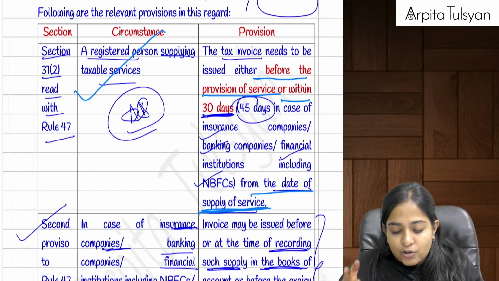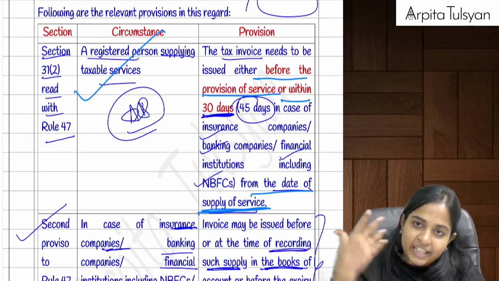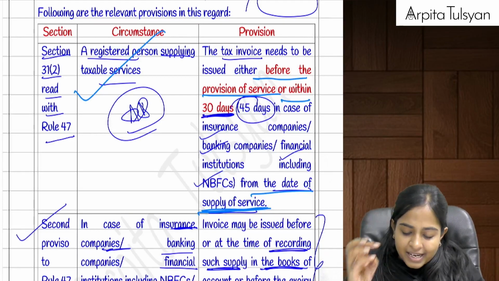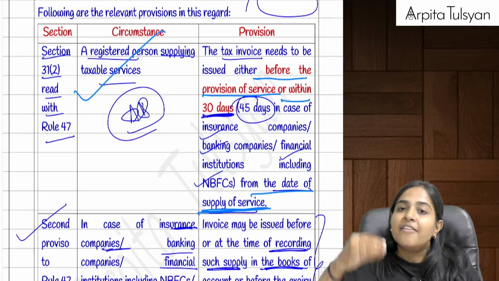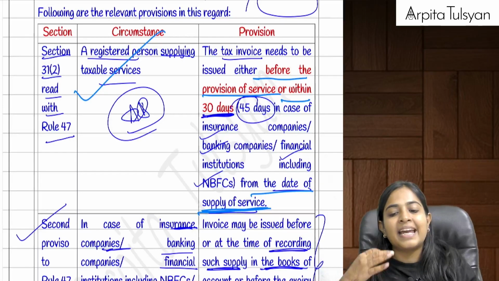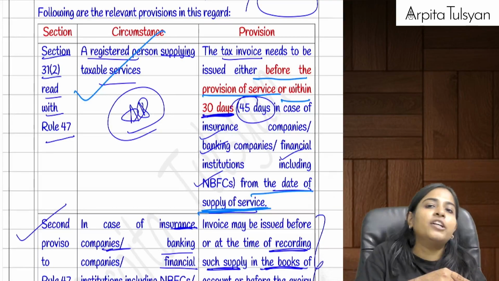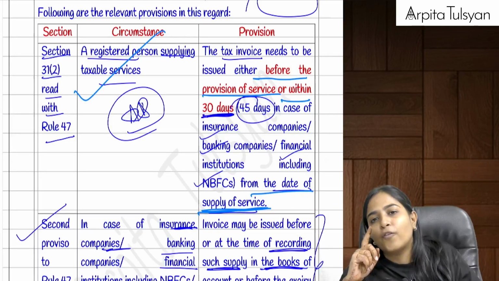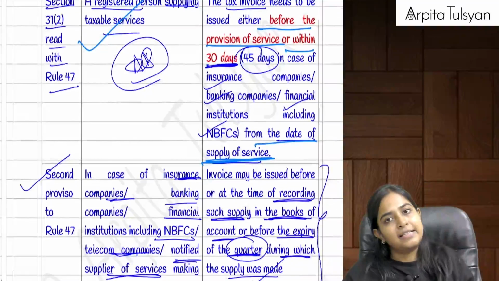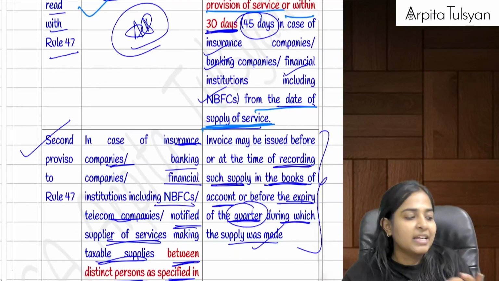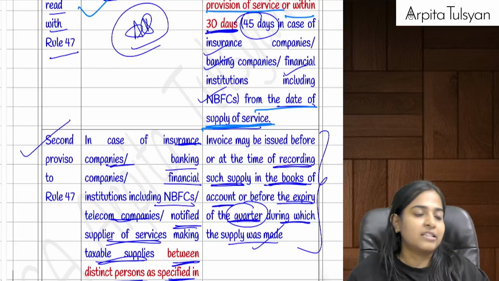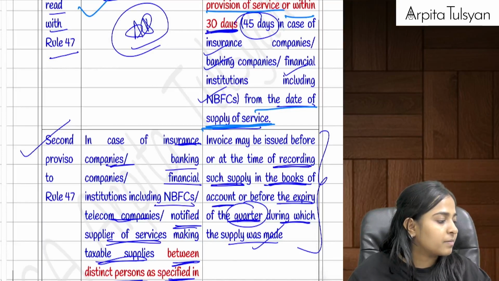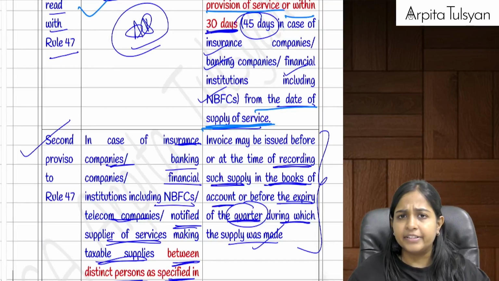And in case of an insurance company, banking company, financial institutions, including NBFCs, whenever they are providing any service, they can issue the invoice, instead of 30 days, within a time period of 45 days from the supply of service. So here the GST authorities are giving us a time period of 30 days to issue the invoice. Very clear with this? Yes.